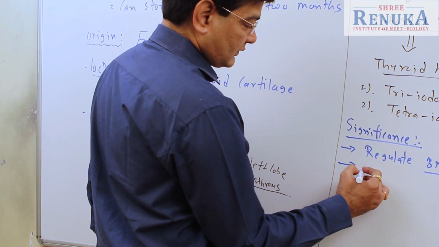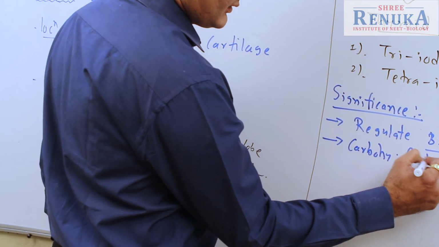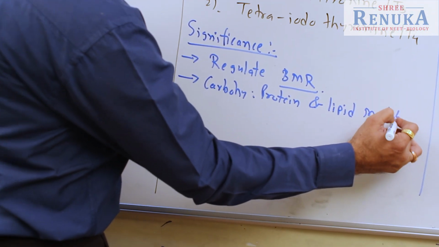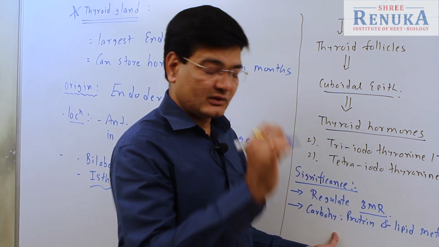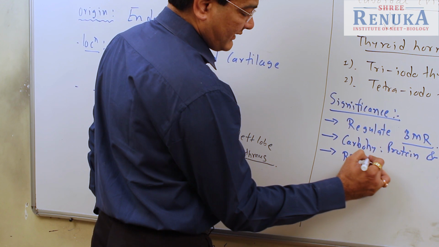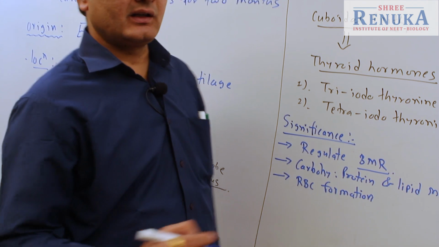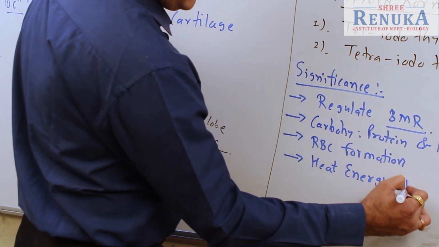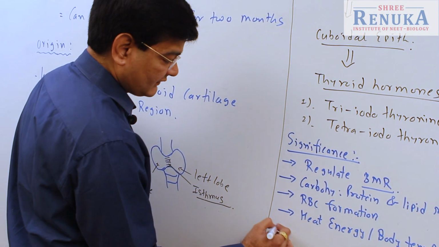These hormones also regulate carbohydrate, protein and lipid metabolism. Simply, this metabolic process is carried out inside the liver. So this hormone, called thyroid hormone, has a significant effect on the liver. RBC formation, which occurs inside the bone marrow, is also regulated by the thyroid hormones. Release of heat energy and body temperature is also regulated by this hormone as well.